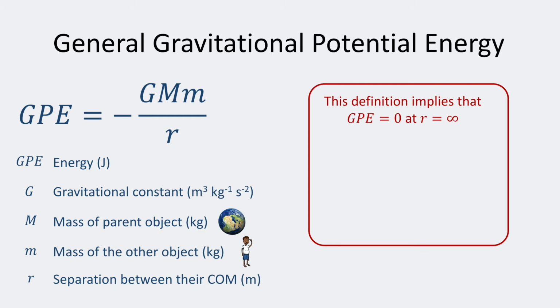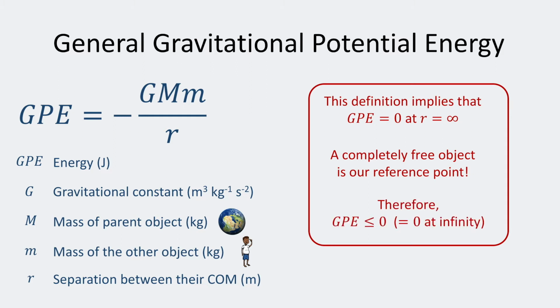This definition of gravitational potential energy implies that as an object moves infinitely far away from its parent object, for example if James moves infinitely far away from the Earth, James will have a gravitational potential energy of 0. Thus, a completely free object floating in free space is our reference point. This also means that gravitational potential energy will always be less than or equal to 0, and it is equal to 0 when the objects are infinitely far apart. This will be important and is something we will discuss more later.